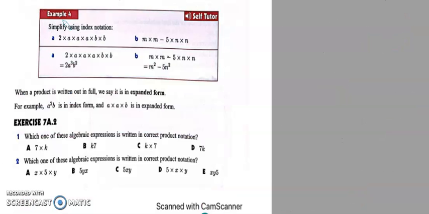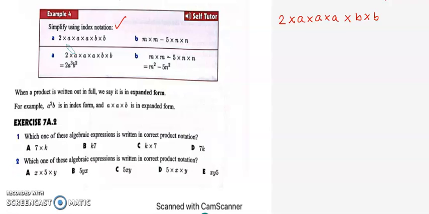Now example 4 says simplify using index notation. So we have 2 times a times a times a times b times b. We can see a has been multiplied 3 times and b has been multiplied 2 times. Therefore we will write this as 2 a raised to power 3 and b raised to power 2. We also read it as 2a cubed b squared.